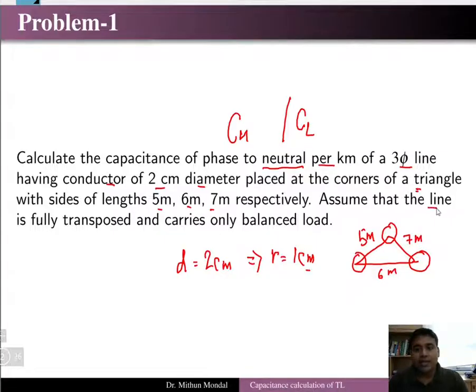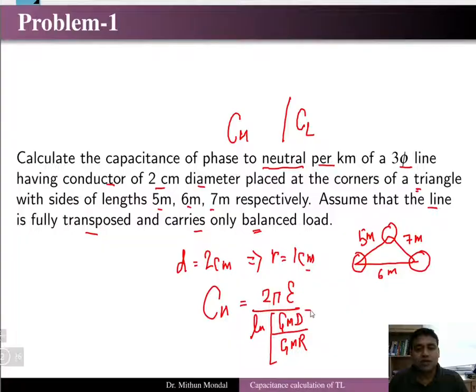Now assuming that the line is fully transposed, carries only the balanced load. So you have to calculate what is the capacitance with respect to neutral. The formula is 2 pi epsilon divided by ln of GMD by GMR. So basically you have to calculate what is the GMD of this configuration and what is the GMR of the configuration.